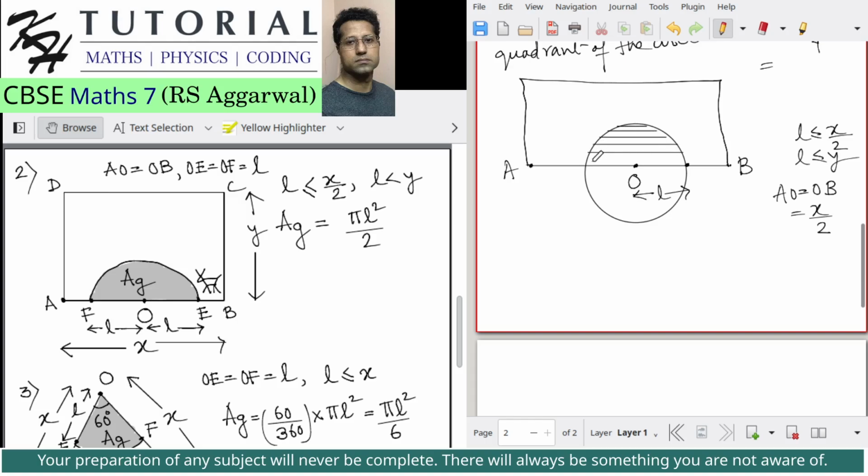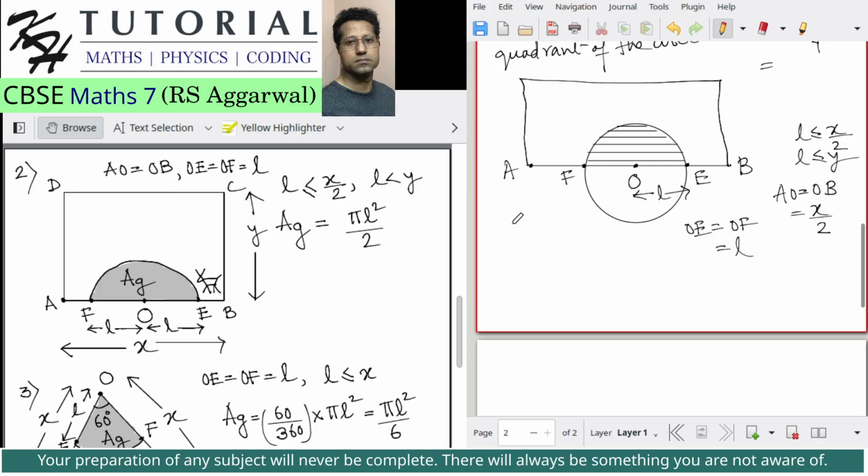And you will notice that this is nothing but a semicircle. So OE and OF are equal, OE is equal to OF is equal to small l, which is the radius of the circle. So the maximum area that the animal can graze will be the area of the shaded region, which is nothing but a semicircle. We know that the area of a semicircle is half the area of the circle.